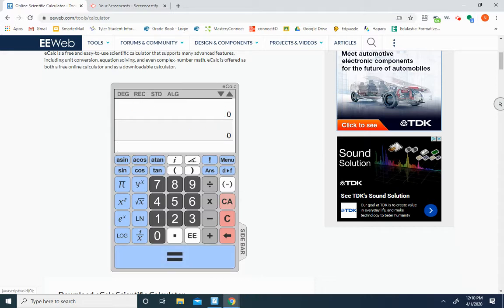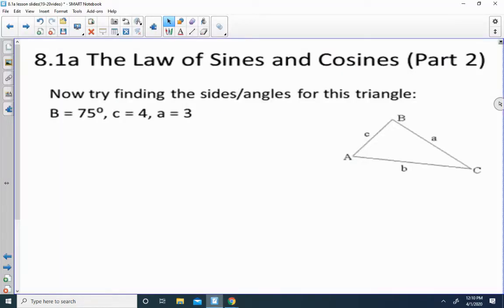I won't be using the eWeb calculator too much because I got a handy calculator with me, but you can use this one to double check all the work that I'm doing. So with that said, a calculator is all you need. You don't need a unit circle, you don't need a formula sheet.